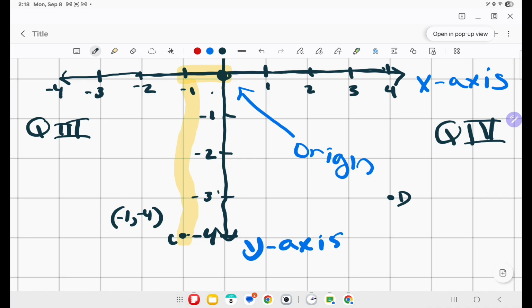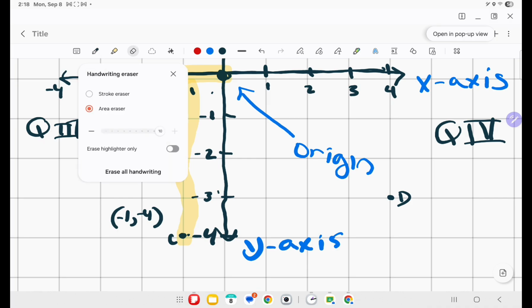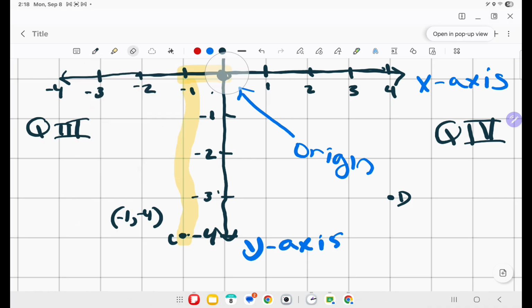All right, so if we started from the origin, we went to the right 4. Bam, now we're right over it. So our first coordinate is 4, but then we had to go down 1, 2, 3. So that's 4, comma, what kind of 3? -3.